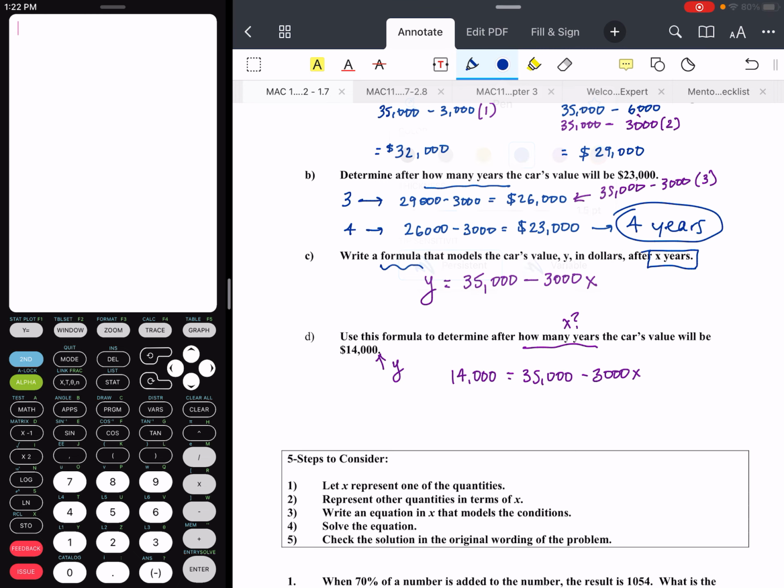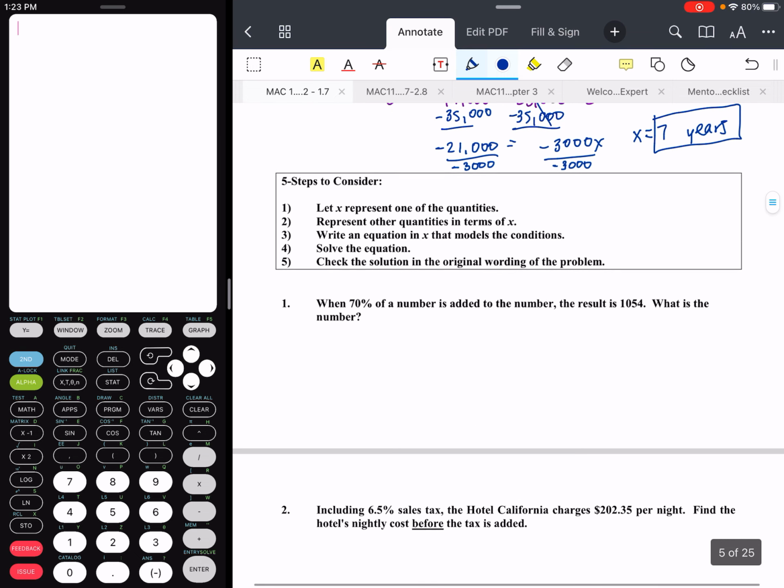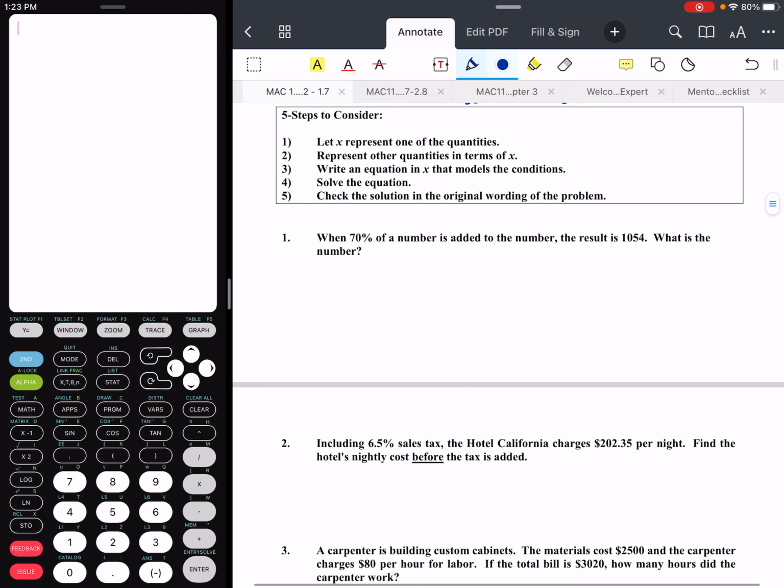And then to solve this, I'll subtract 35,000 from both sides because I'm trying to solve for X. So negative 21,000 equals negative 3,000X. And then when I divide both sides by negative 3,000, a negative divided by a negative gives me a positive. So X equals 7 years that have passed. Okay, so this is a pretty basic example. Hopefully it wasn't too challenging for you guys.